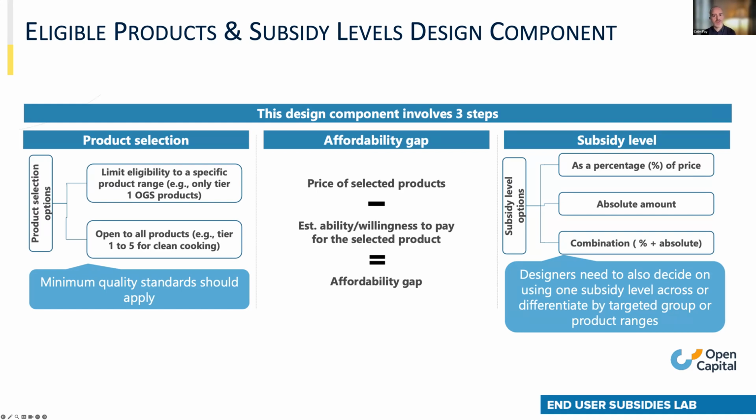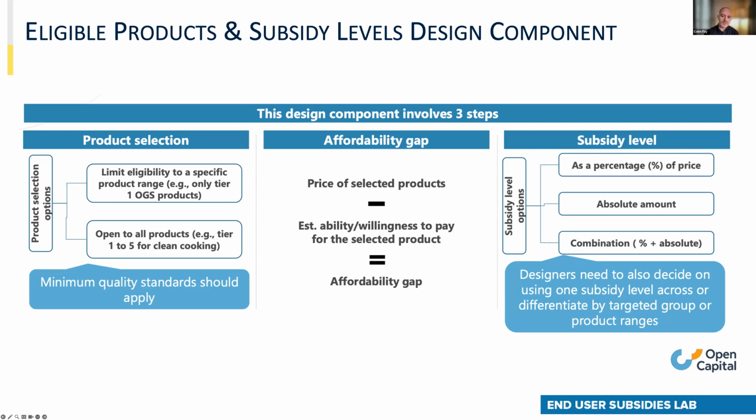One important consideration when it comes to product selection is that it may support self-targeting. It was one of the options that we talked about on the last webinar, which is the idea that certain products are more likely to be adopted by the targeted beneficiaries, and therefore there's a self-selection element. For example, it might be the case that solar lanterns are more likely to be adopted by lower income households, and therefore by subsidizing solar lanterns, the subsidy is automatically targeted towards those households.